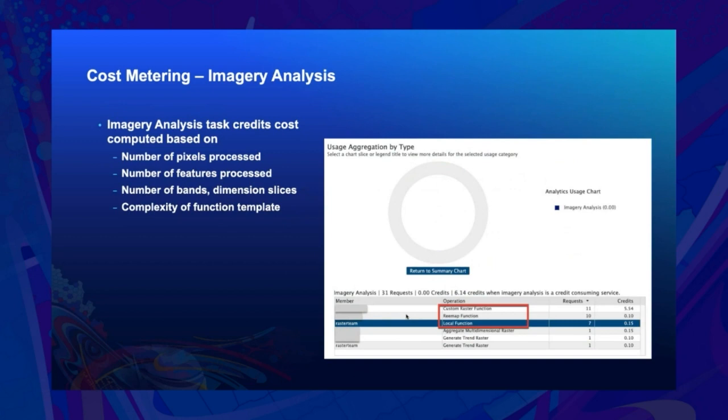For the image analysis job, the cost is dependent on many different factors, like the type of analysis tools or functions, the number of pixels processed, and number of features processed. The number of bands and dimension slices are also taken into account, as well as the complexity of function templates, if the analysis was performed by a raster function chain. And the same as storage cost, organization admins can access the detailed credit cost information from the organization dashboard as well.